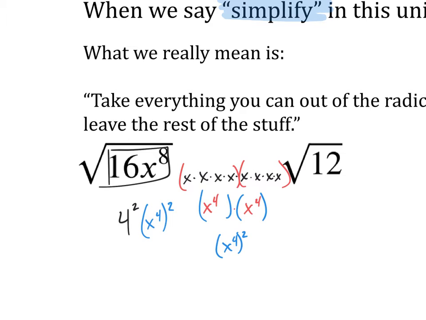Okay, so what do we get here? If we're taking the square root of all of that stuff, what do we get? Well, we get 4x to the 4th, because that little 2, that little invisible index, matches these two exponents. And so I know my answer is this thing.